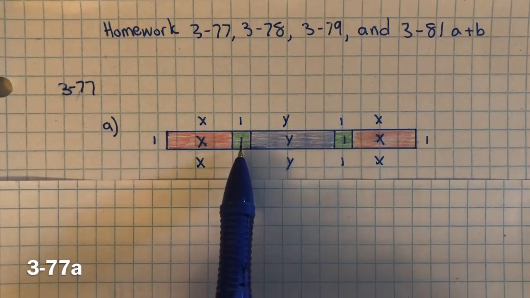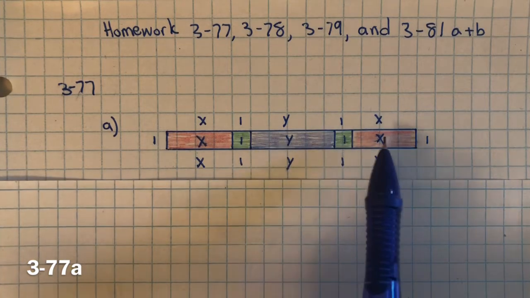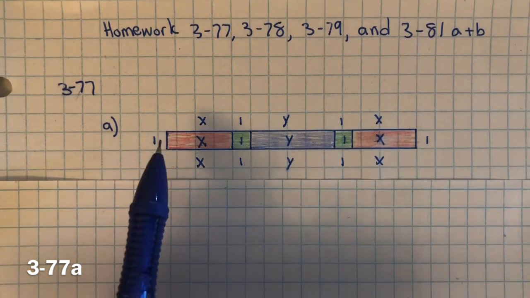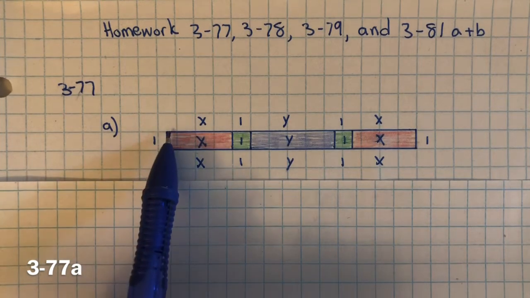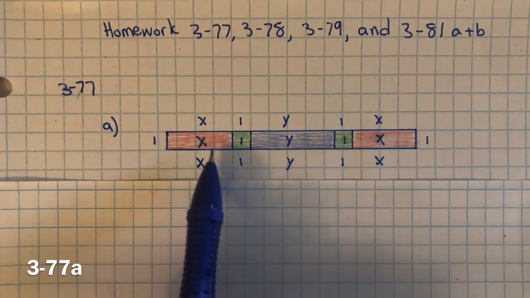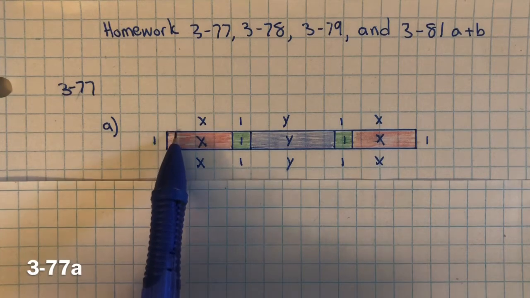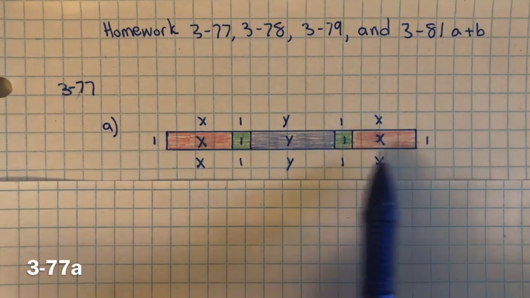We have an X, unit tile, Y tile, unit tile, and X tile. And remember that perimeter is the distance around the tiles. So it's the sum of the length of the sides.